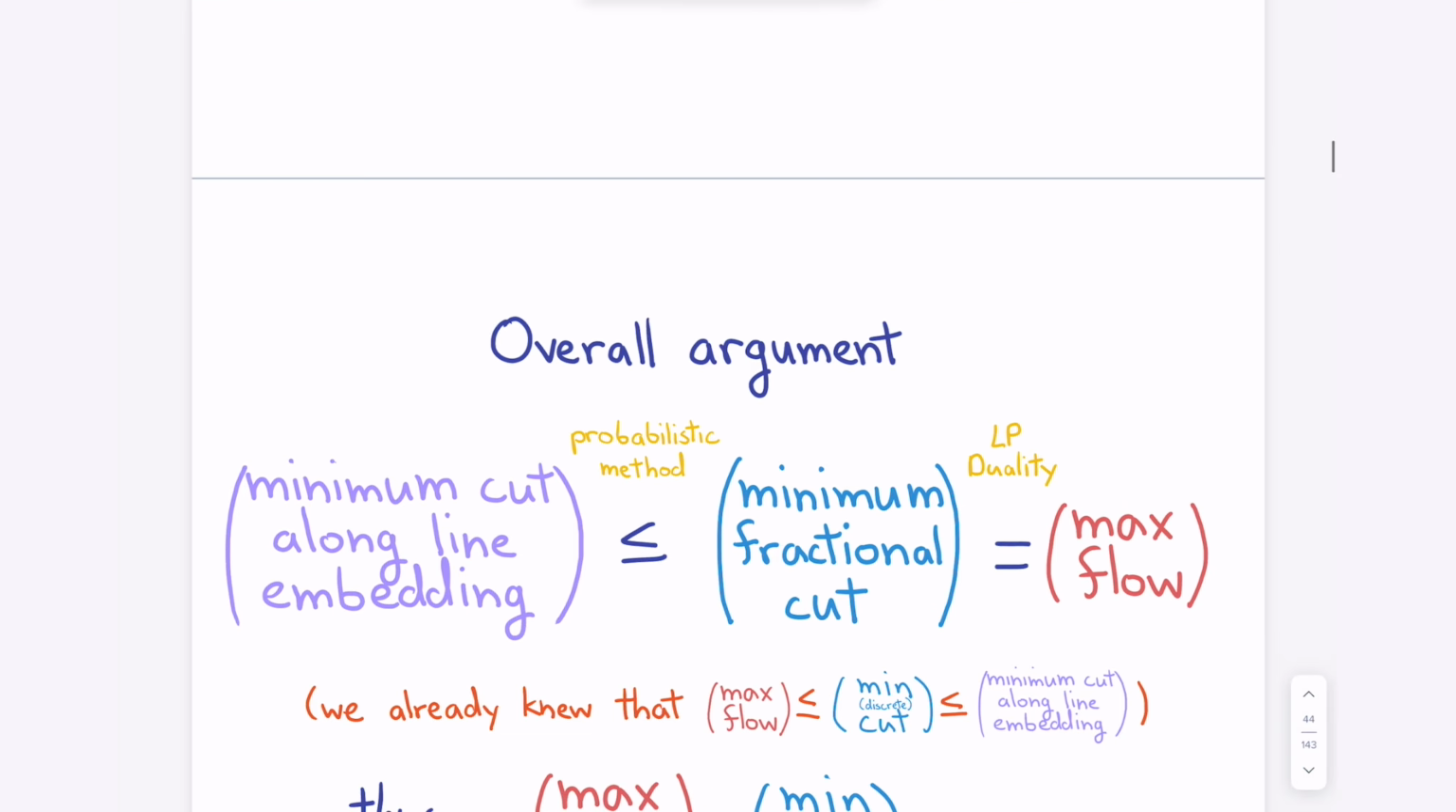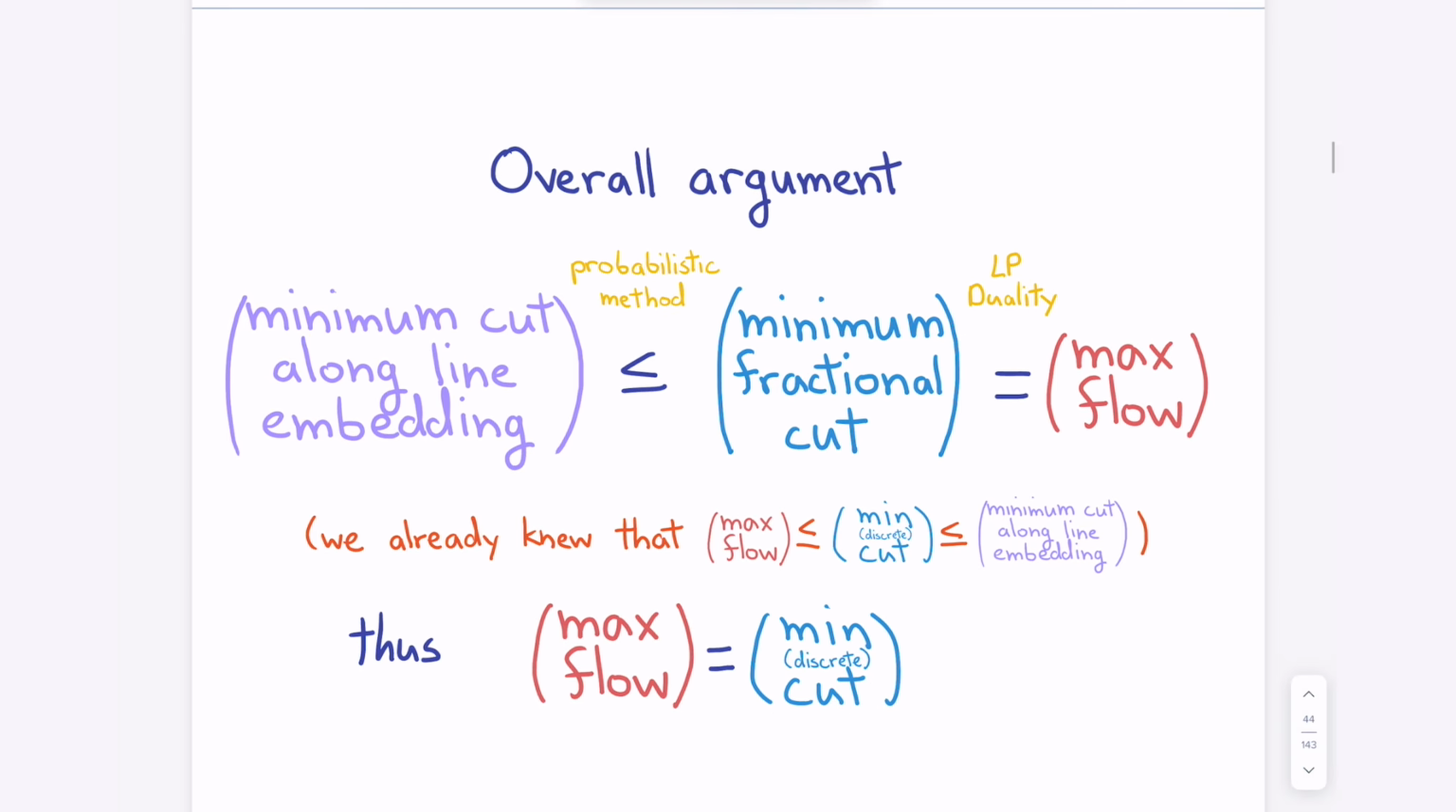Okay, so what did we show? We use this kind of probabilistic line embedding argument to show that any fractional ST cut can be rounded to an ST cut, a discrete one, right? Without increasing the value. And then this last thing you get for free from max flow.